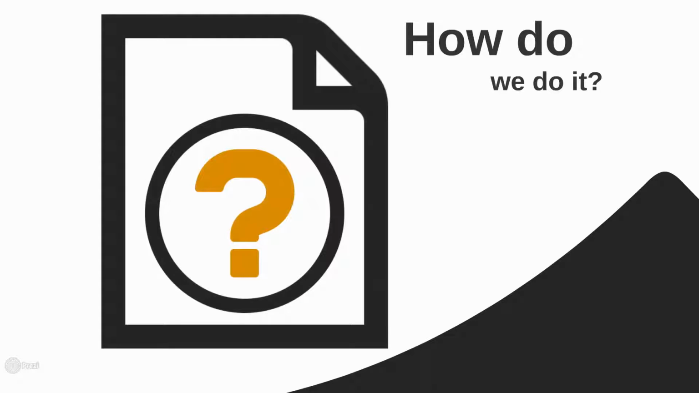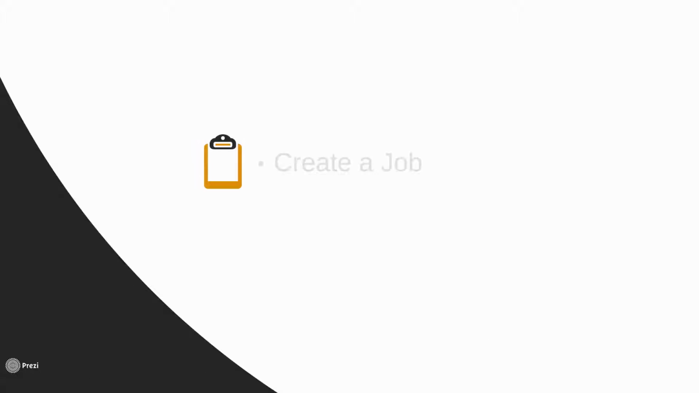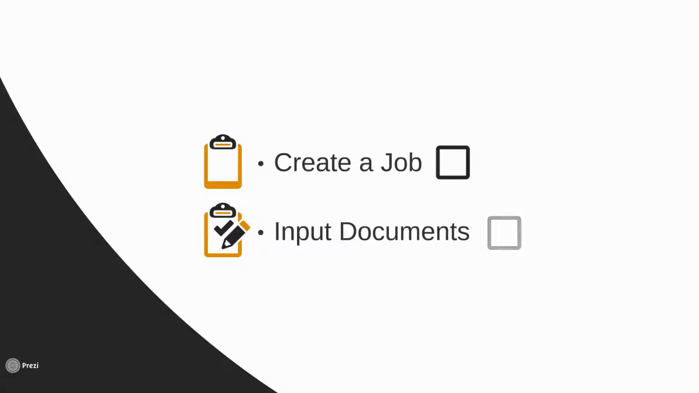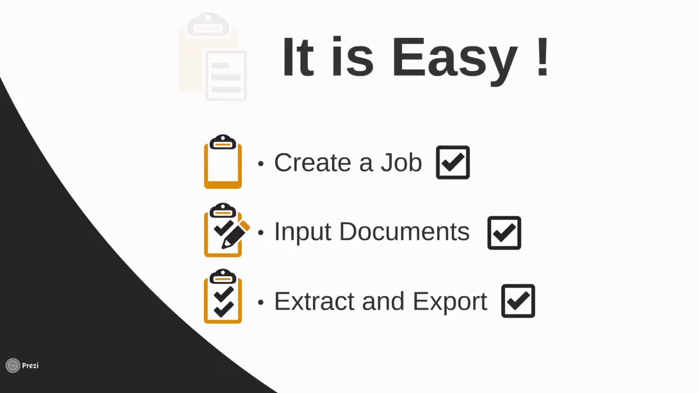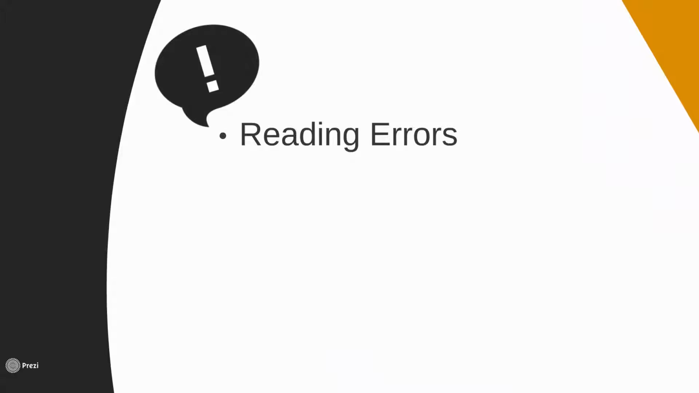So how do we do it inside ChronoScan? We have to create a job, we have to input our documents, and we have to extract the information and export it. That's very, very easy. And then we only have to worry about reading errors. And those are the rule. If you don't have any reading errors on your documents, you are the exception to the rule and very lucky. Your documents are pretty good.